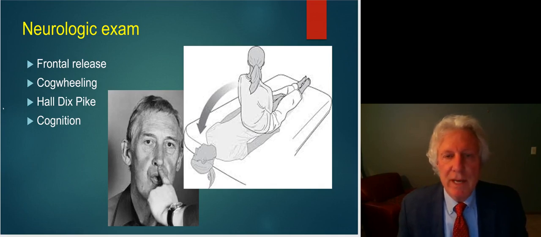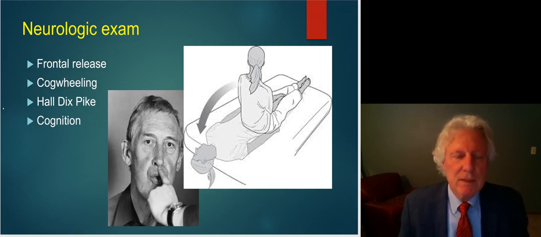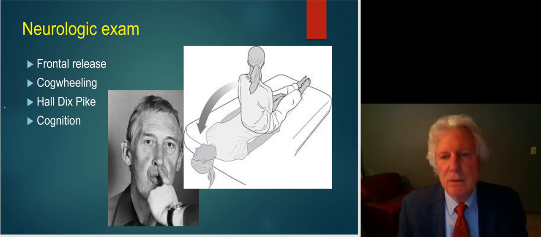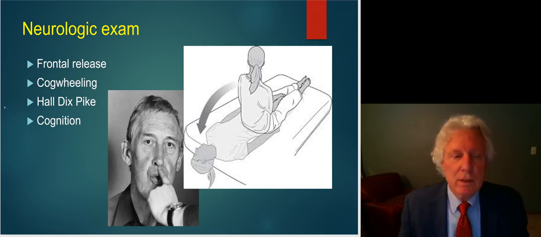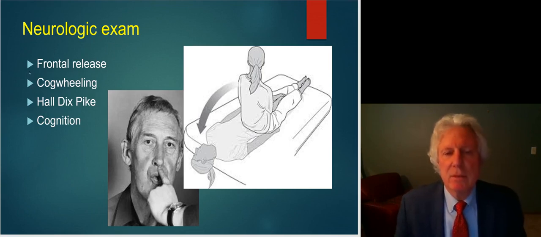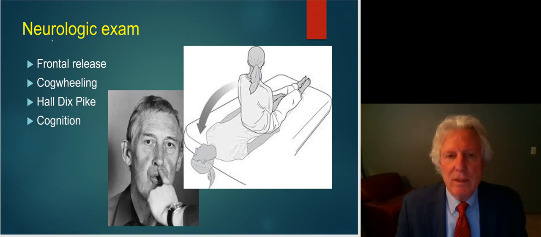I also check for cogwheeling in both arms. Sometimes you have asymmetric cogwheeling due to an ipsilateral stroke. For people that complain of dizziness or lightheadedness, you can do the Dix-Hallpike maneuver, which is represented in the right cartoon on this slide. And then, of course, part of the neurologic exam is to examine cognition in various domains, with the main representation of memory loss being loss of executive function.